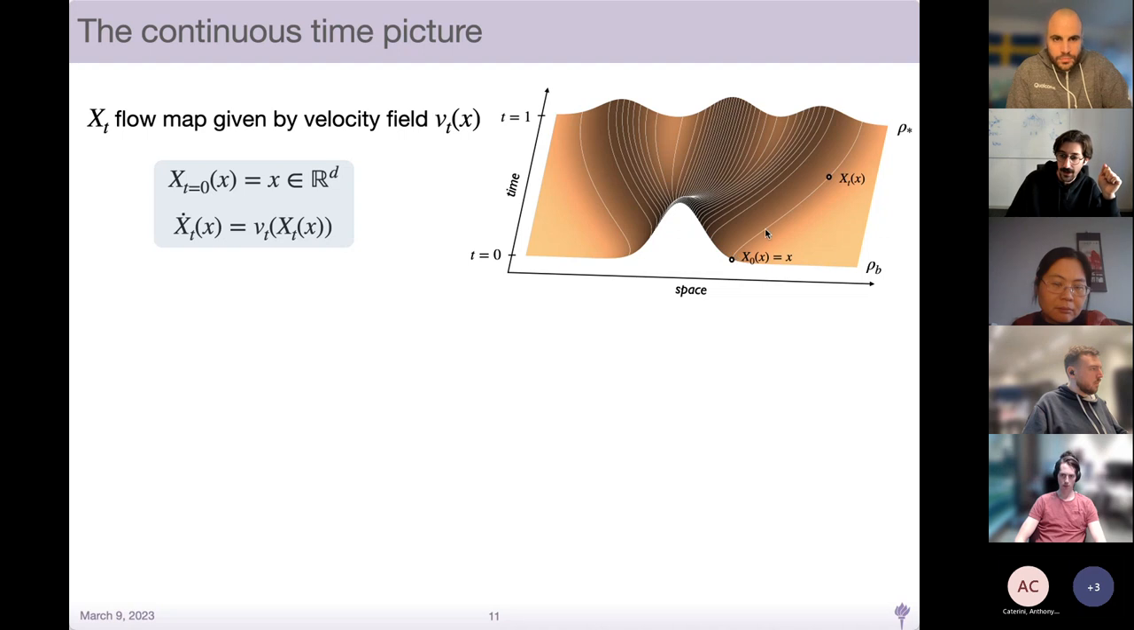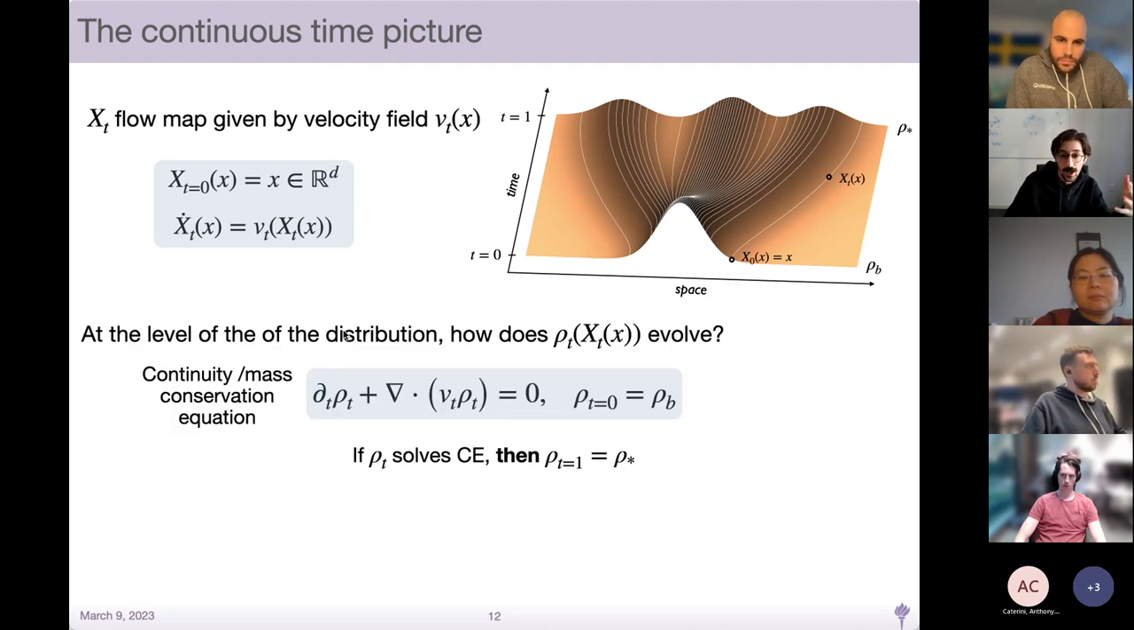So it's basically saying, I don't know if you can see my mouse, but as we move down these flow lines, the velocity field is telling us how to move. Here, we just need to integrate this over time to produce the map at time t.